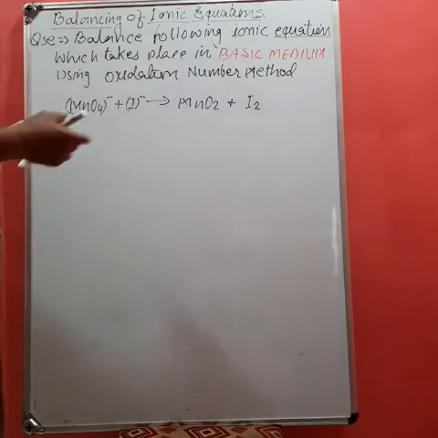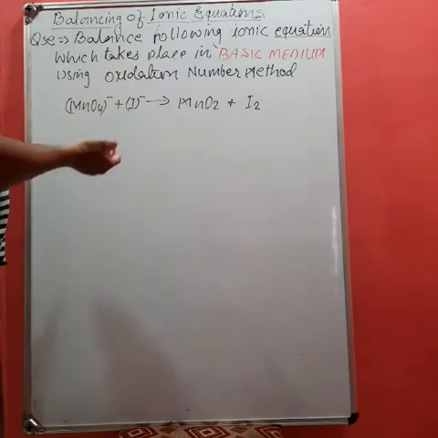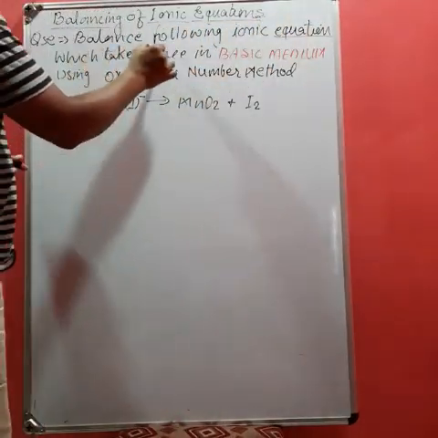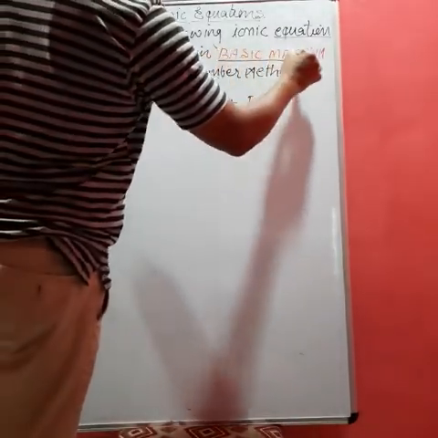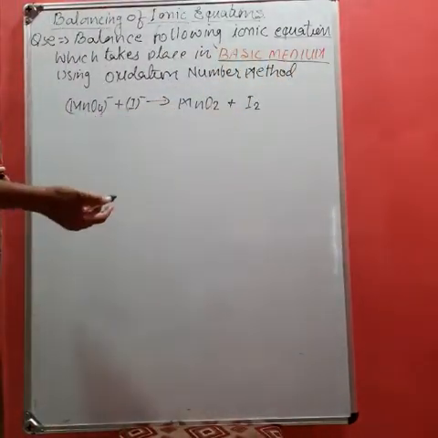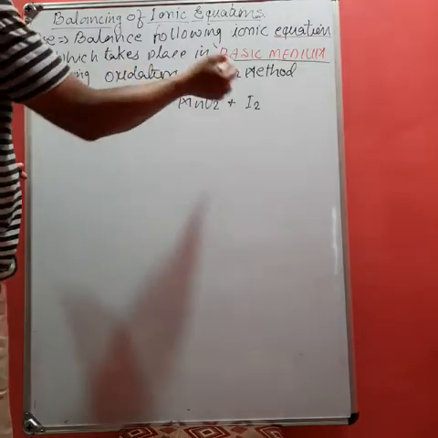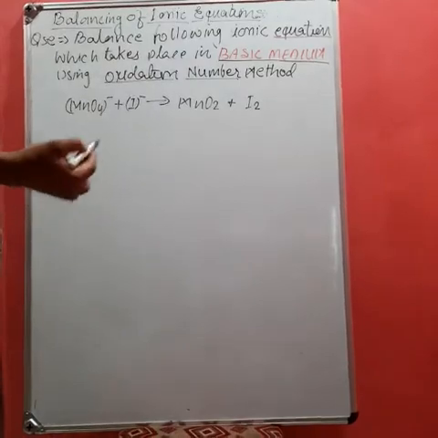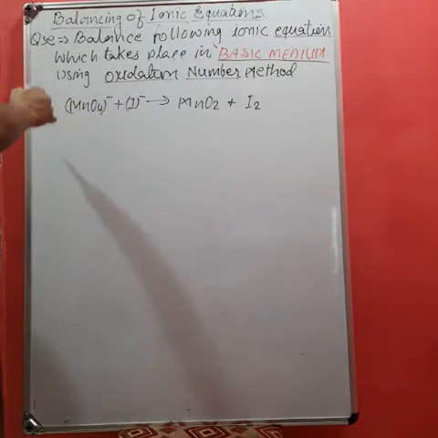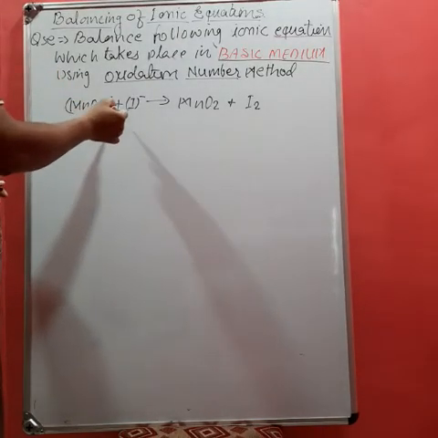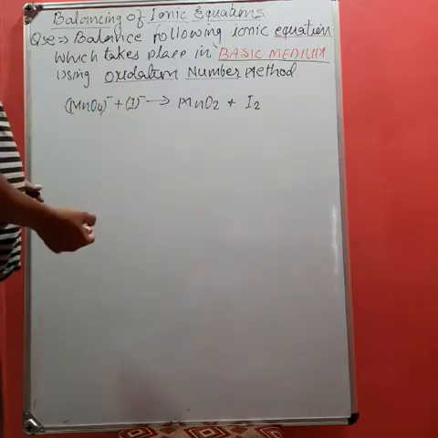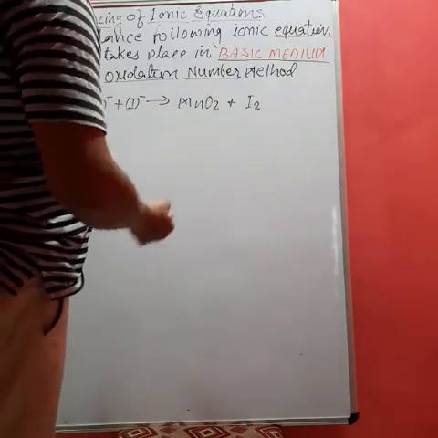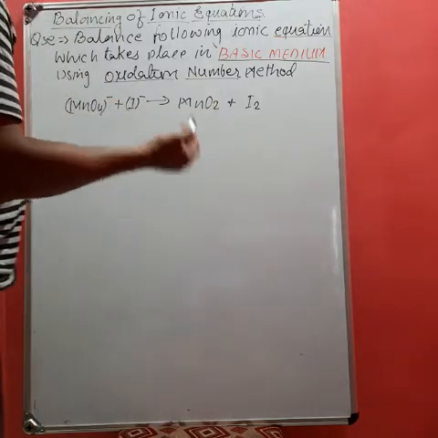Yes, student. Now the question is changed. Balance the following ionic equation which takes place in a basic medium. Now the medium is changed, and again the method is changed: the oxidation number method. The equation is given: when permanganate ion reacts with iodide ion, it forms manganese dioxide and solid I2. So same thing is there.